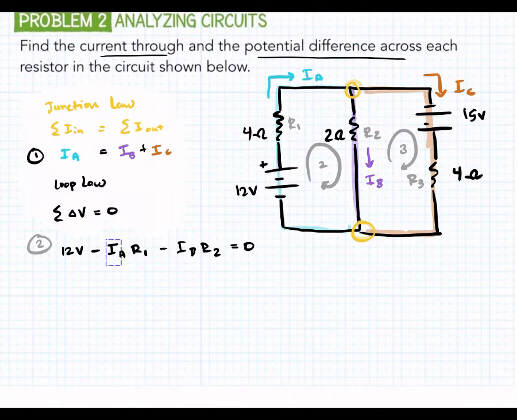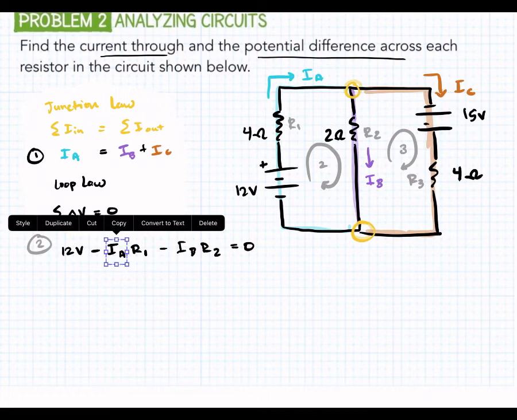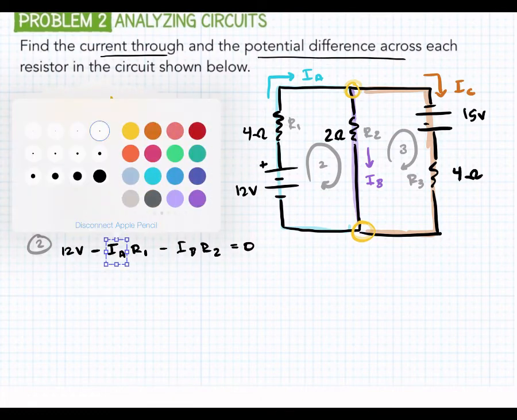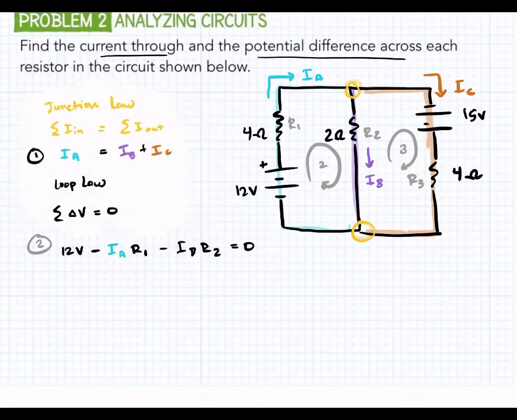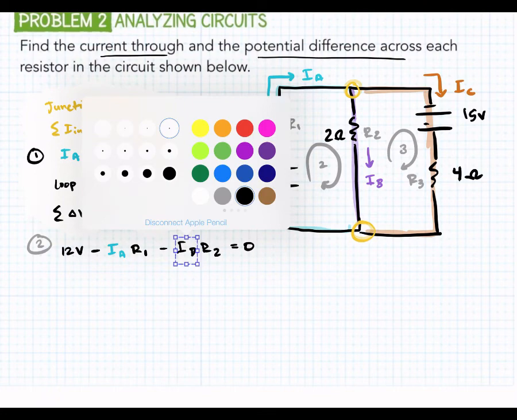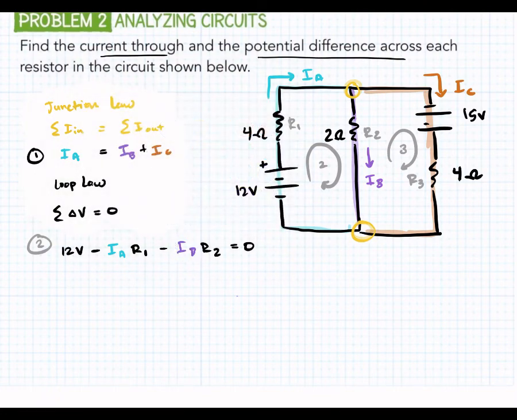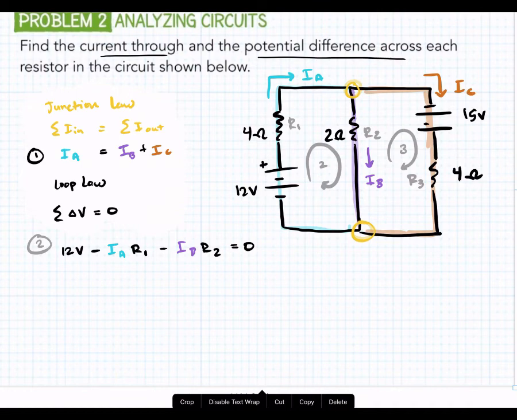So I'm just going to change these colors so they're easy to remember. And we can see a nice color. So this is IA. Remember, IB we chose to be purple. And this is a good thing to do when you're learning these, just so you keep track of your different variables.